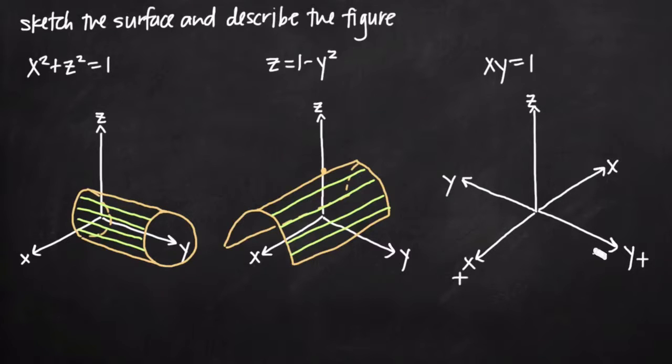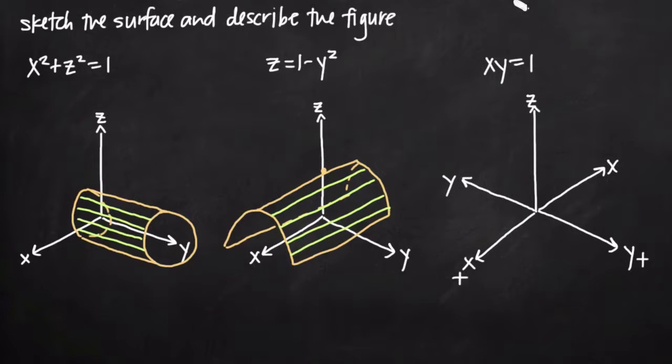Since x and y both have to be positive or both have to be negative, that tells us that our graph is going to occur entirely in the first and third quadrants of our xy coordinate plane. We also know that in order to equal 1, x has to be large when y is small, or y has to be large when x is small.